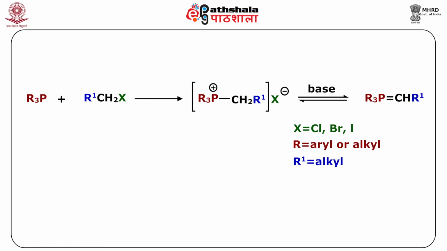So, as you can see in this particular equation, R3P with this particular alkyl halide, first of all you get this intermediate salt, and then on further reacting it with the appropriate base, there will be removal of H and X, and we get this particular phosphorus ylide or the phosphonium ylide.